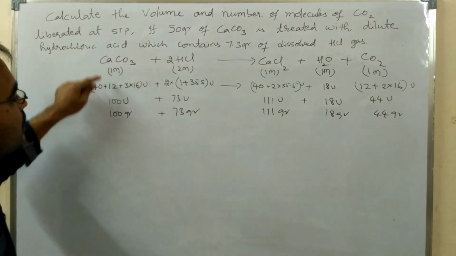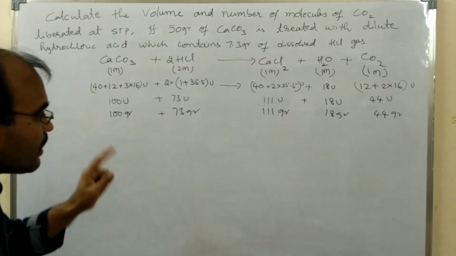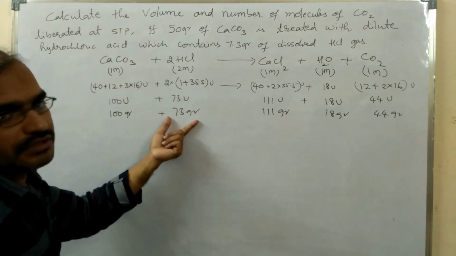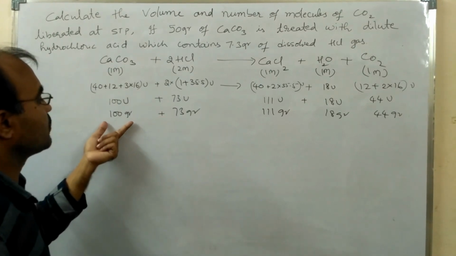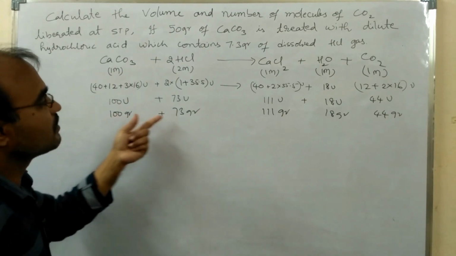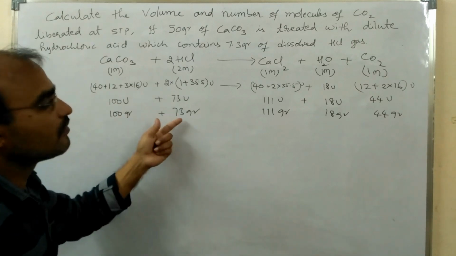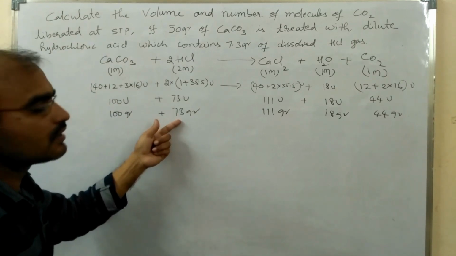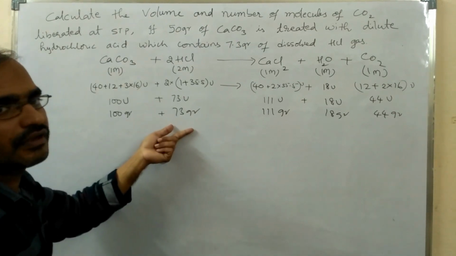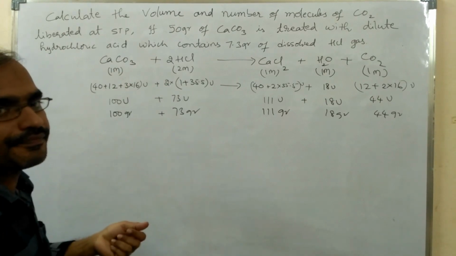For every 100 grams of calcium carbonate, you need 73 grams of HCl. It means if you take 200 grams, this must be doubled. If you triple it, this must be tripled. Nothing but for 100 grams you need 73 grams, for 200 grams you need 146 grams. So in that way you have to calculate. If it is half, it should be half. If it is 1/10, it should be 1/10. So that is what is called the direct proportion.